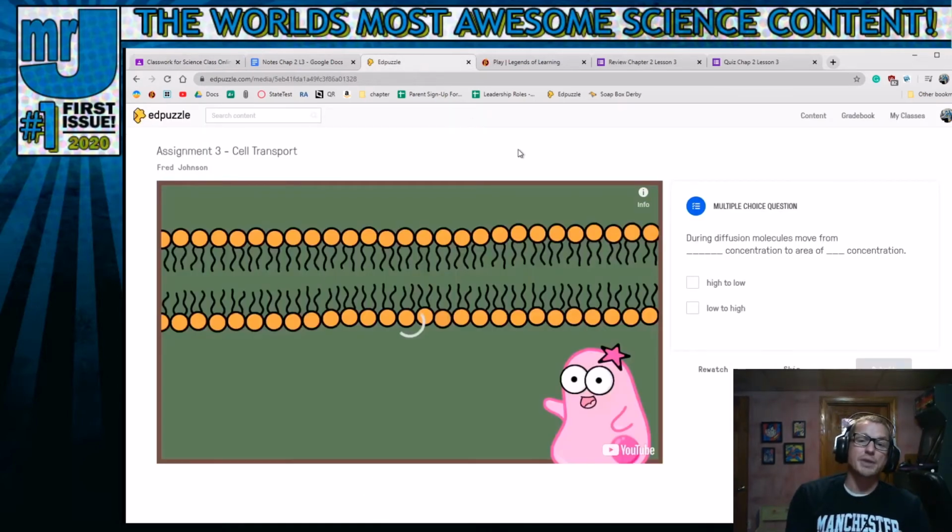Remember, when you're at an Ed puzzle, it grades every question. So it keeps track of which ones you get right and which ones you get wrong. So if you don't know the answer, you can always re-watch. Here's an example. During diffusion, molecules move from blank concentration to areas of blank concentration. We know that's the areas of high concentration to areas of low concentration. Diffusion moves from where there's a lot to where there's not.